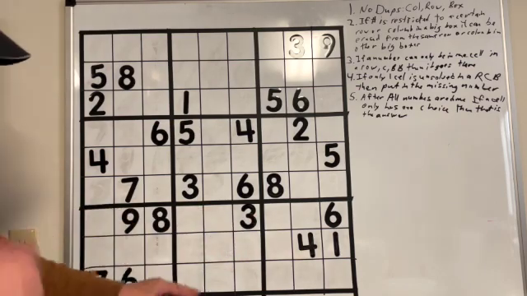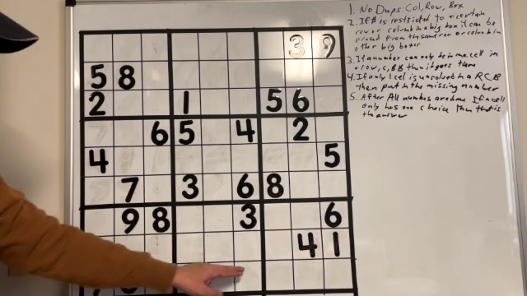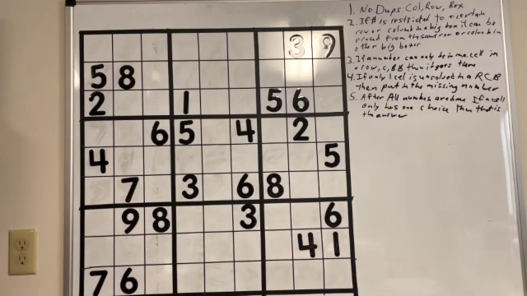So 1 could be in these 4. Obviously it can't be here because this one's already solved. So only these 3 boxes can have a 1. But that did not obviously solve a 1 for us. So I'm not going to write anything yet.